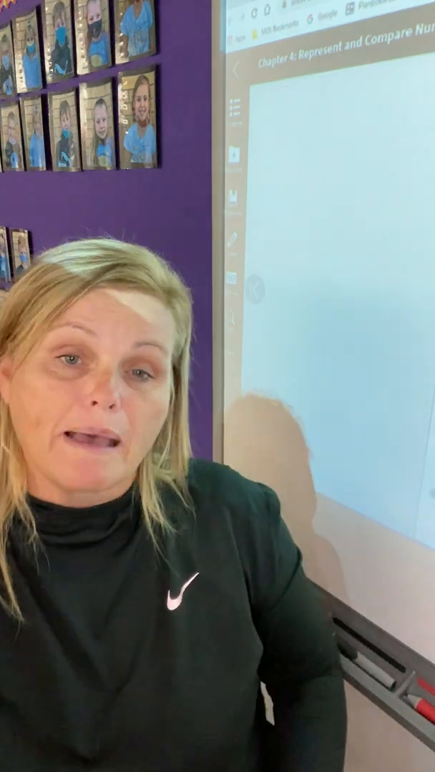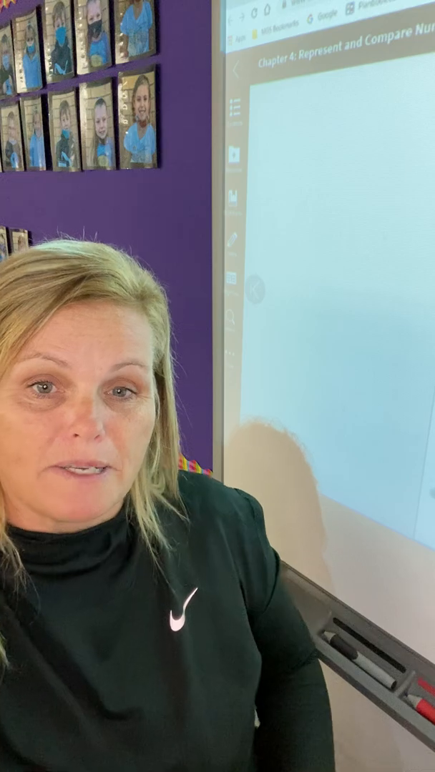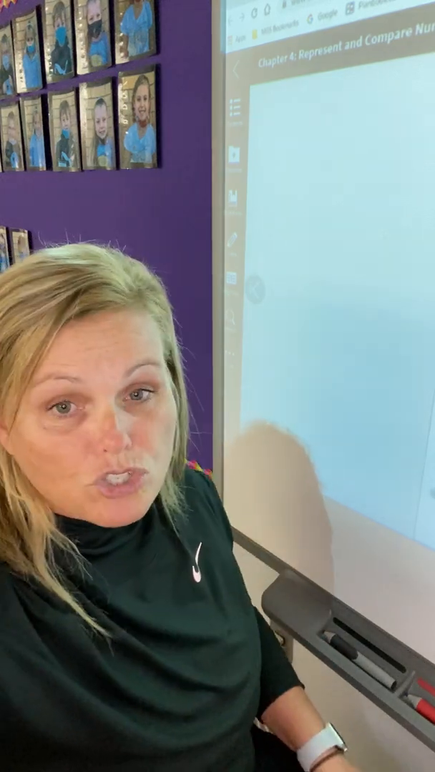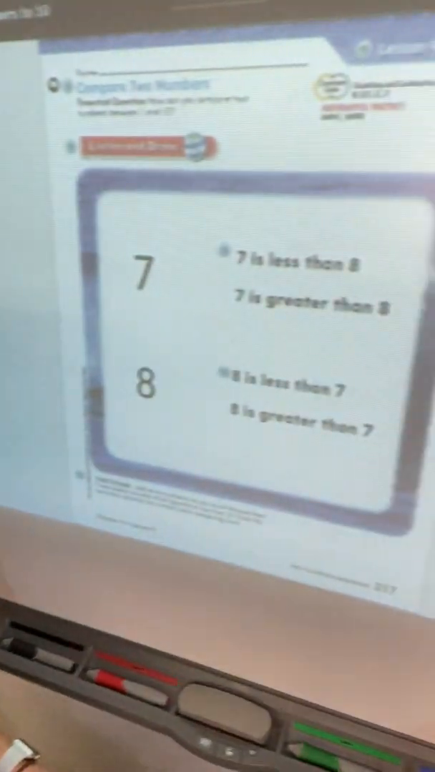Again, mom or dad, it might help friends if they have a number line in front of them today because there will not be any objects. There are just going to be numbers. Let's get started on page 217 in our math workbook.